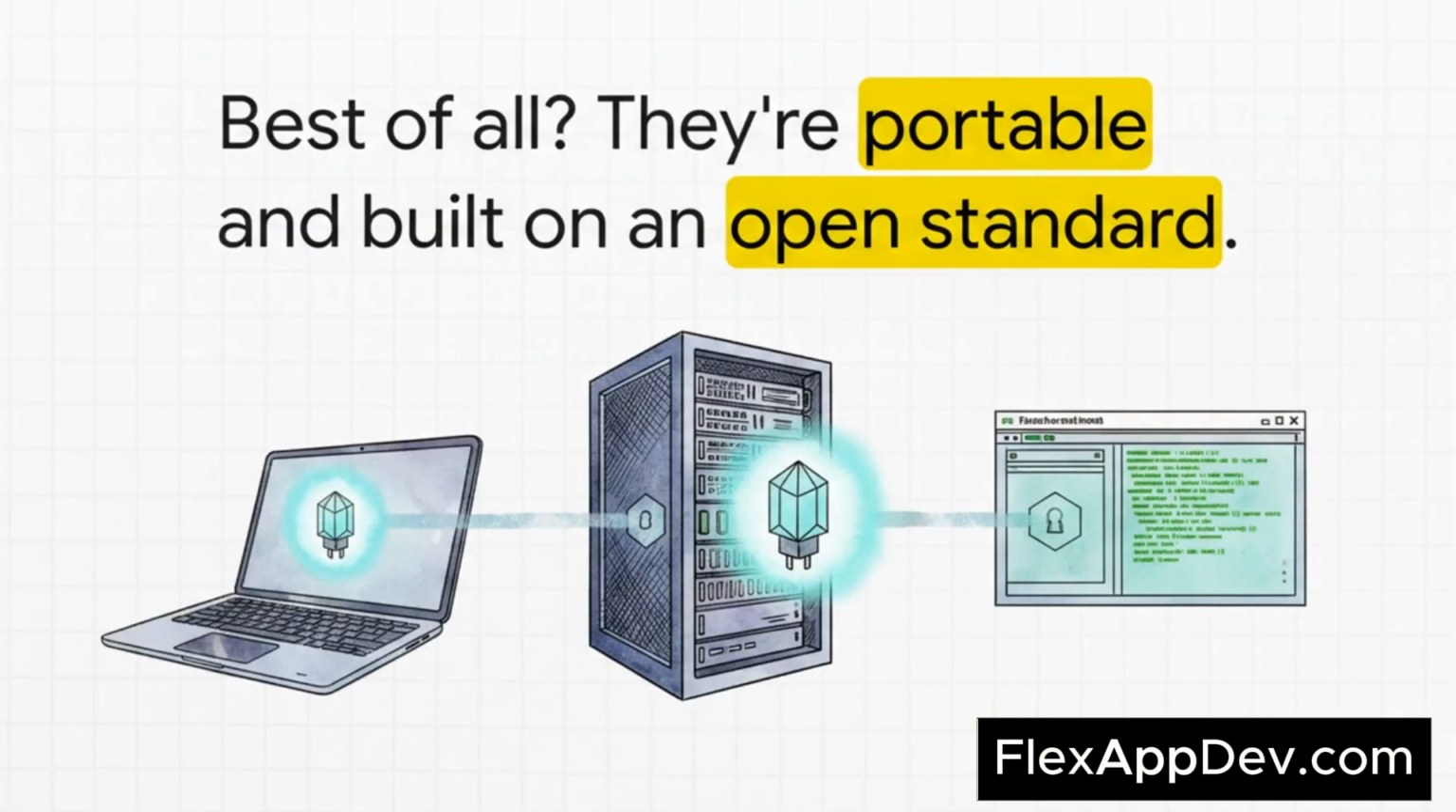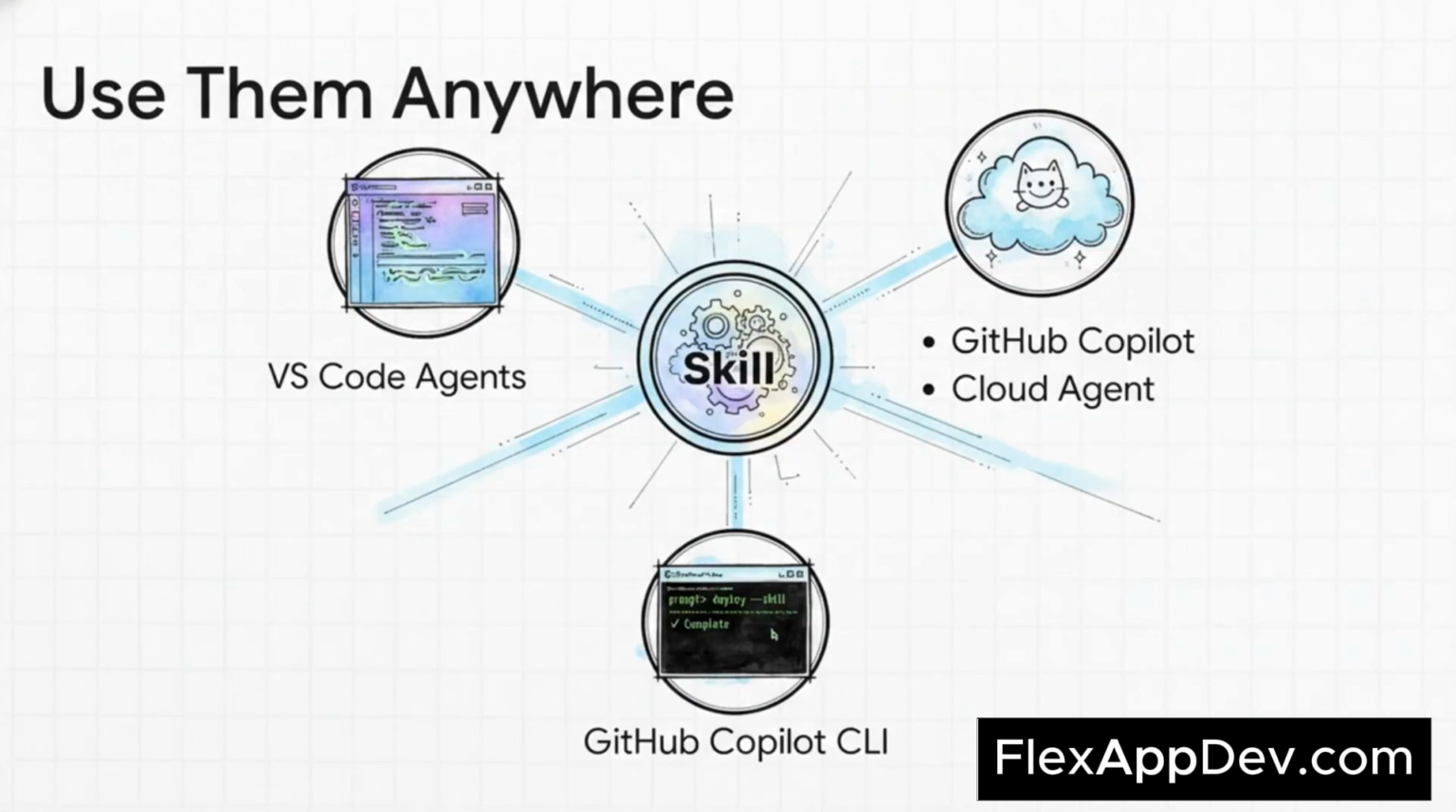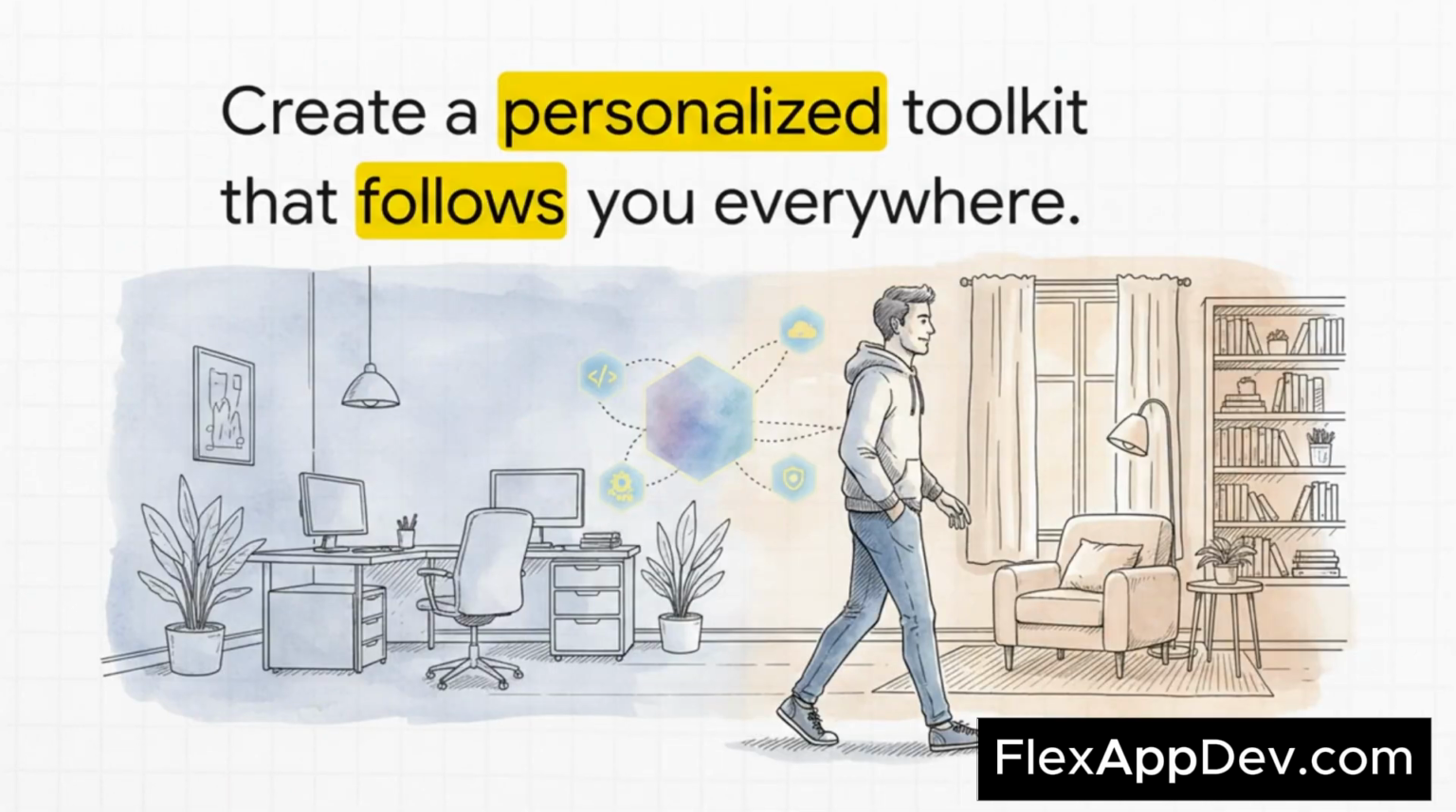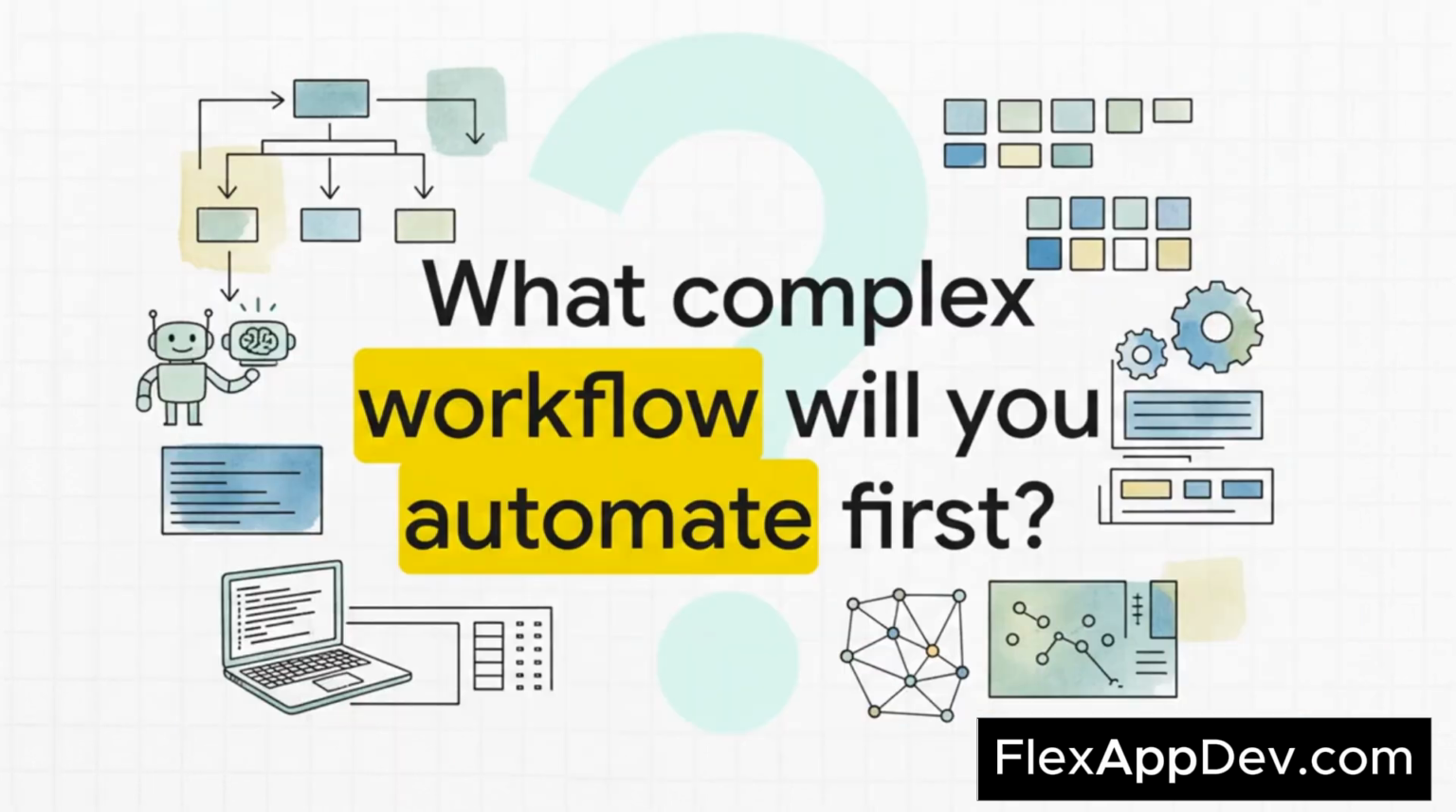And here's the best part. They're built on an open standard. This is a really big deal. It means any skill you create can be used across all kinds of different agents and platforms. So you're basically building your own specialized toolkit that follows you everywhere you code. Pretty cool, right? This really changes the game. So, the only question is, what are you going to automate first?